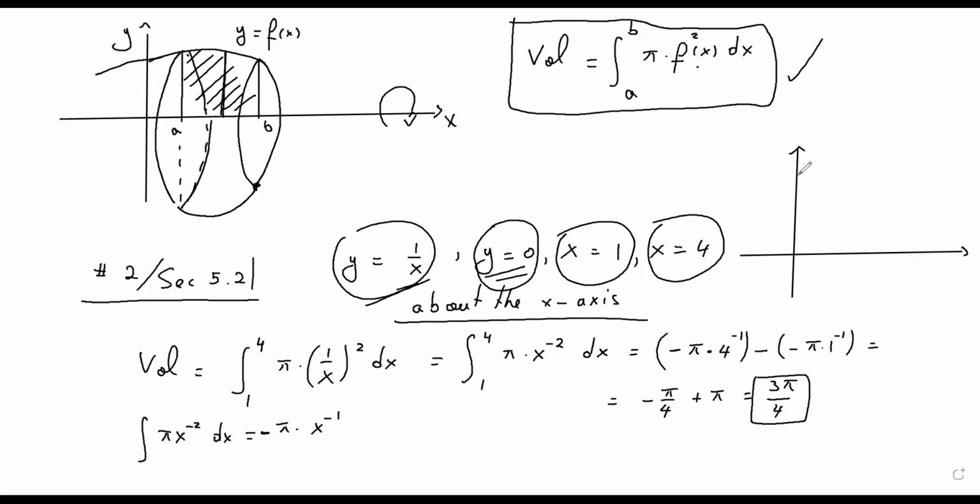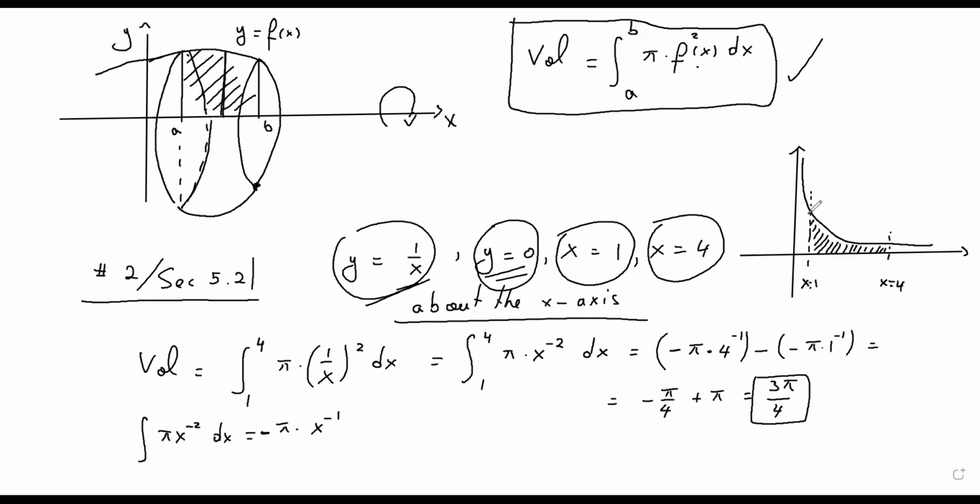So folks, the curve y equals 1 over x. This one is the usual hyperbola. It looks like that. And x equals 1 would be someplace here. Let's say x equals 1, and x equals 4 will be someplace here, let's say. All right, so this is the thing, this area, this is the one that we're rotating about the x-axis.